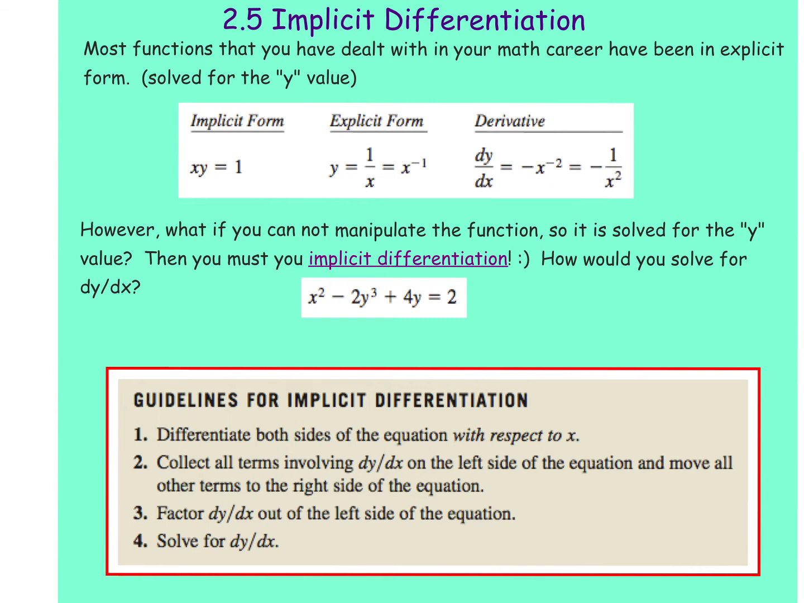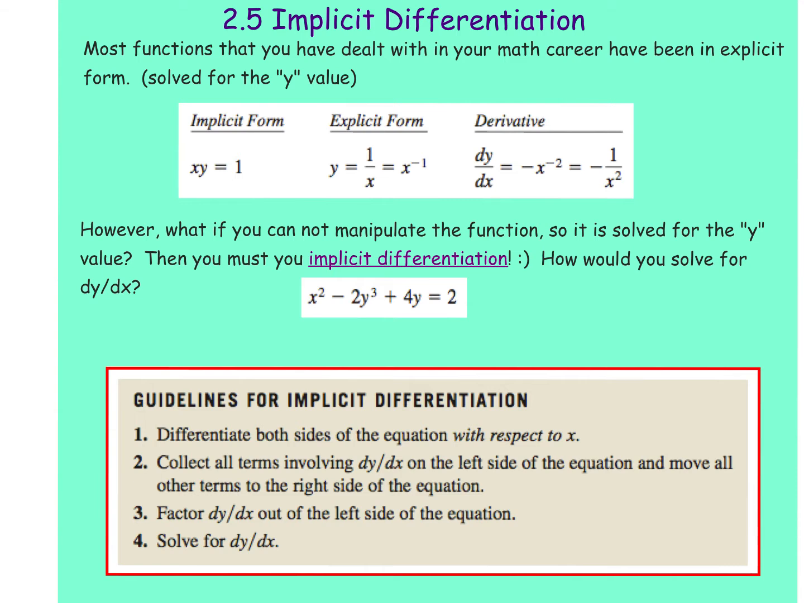We know how to do that by the power rule. That one was actually on your last quiz, all right? But what happens when I have something like this? I get x squared minus 2y cubed plus 4y equals 2. Solve for y. Can you solve for y? No. So does that mean we can't do it? No. We have other ways to tackle it, and that's when we're going to use implicit differentiation.